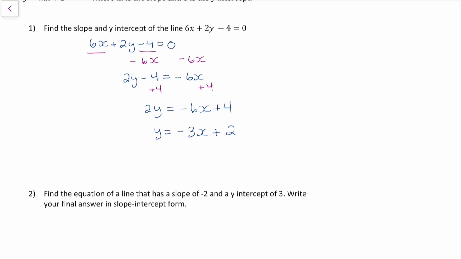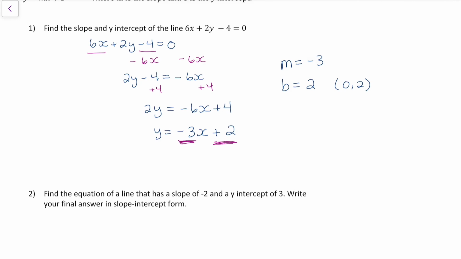Now that I have it in slope-intercept form, I can pull out my slope and y-intercept. So in this method, we don't need our x to be positive. We just need it to be a y equals, and then something times x plus or minus something. So this one, again, our slope is represented here, and our y-intercept is here. So that means our slope is -3, and our y-intercept is 2. Or we could say (0, 2), if we want to give it as a point.